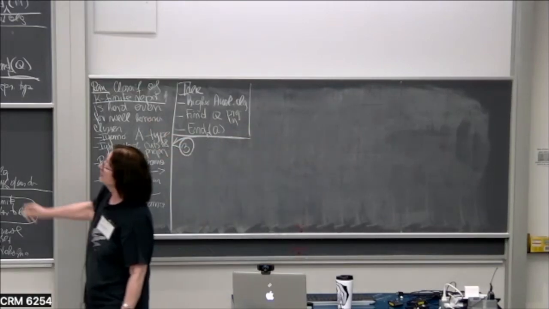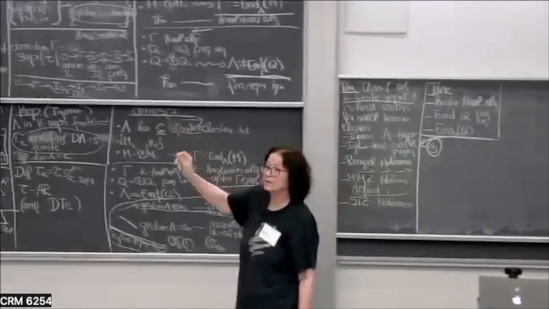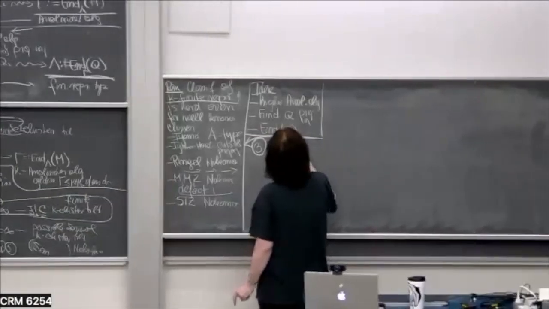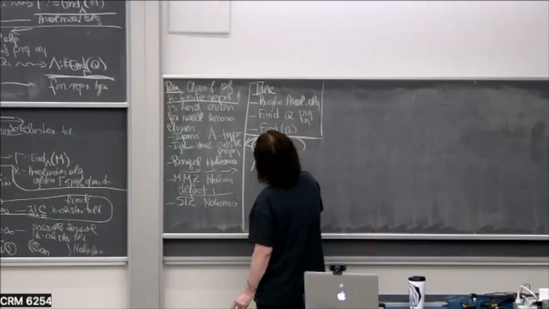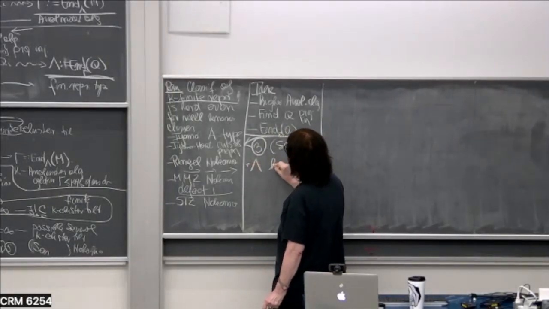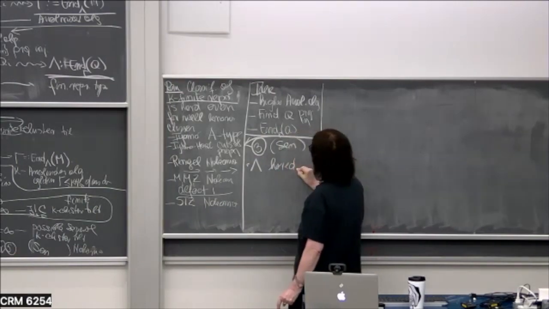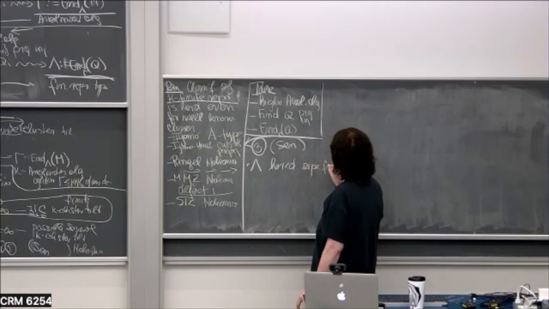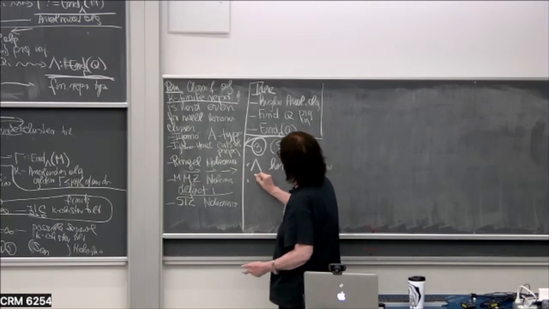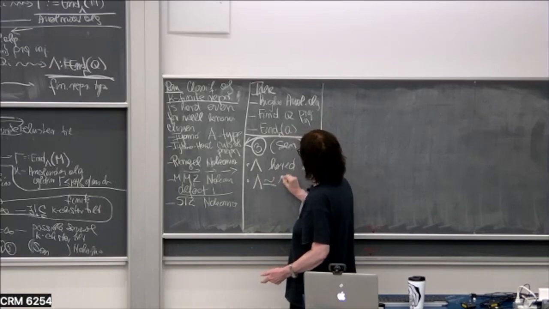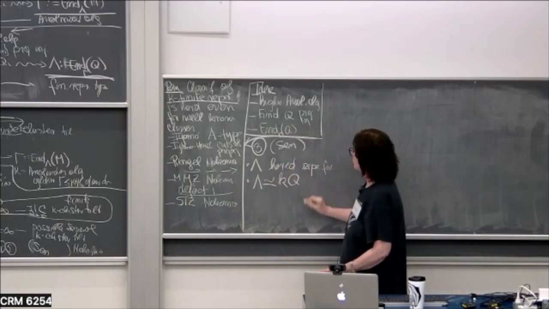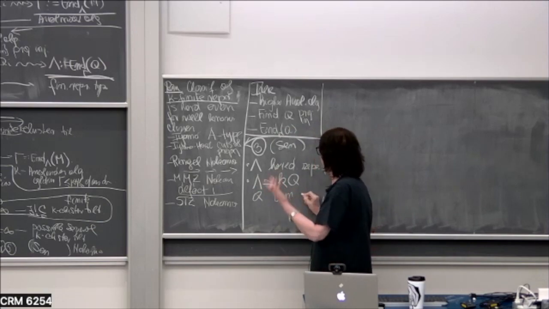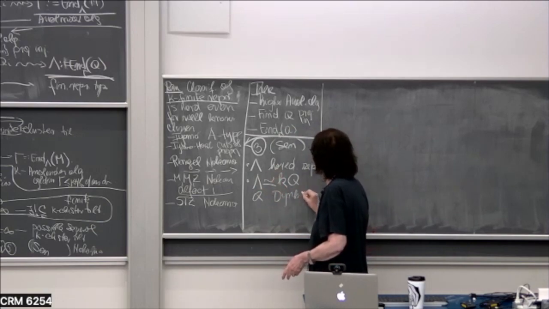So case 3 are higher Auslander algebras which are coming from Dynkin diagrams. Again, this is the work of Sen. He starts with lambda, hereditary, of representation finite. And that means that lambda is isomorphic to the path algebra KQ, where Q is Dynkin. This is Gabriel's theorem.